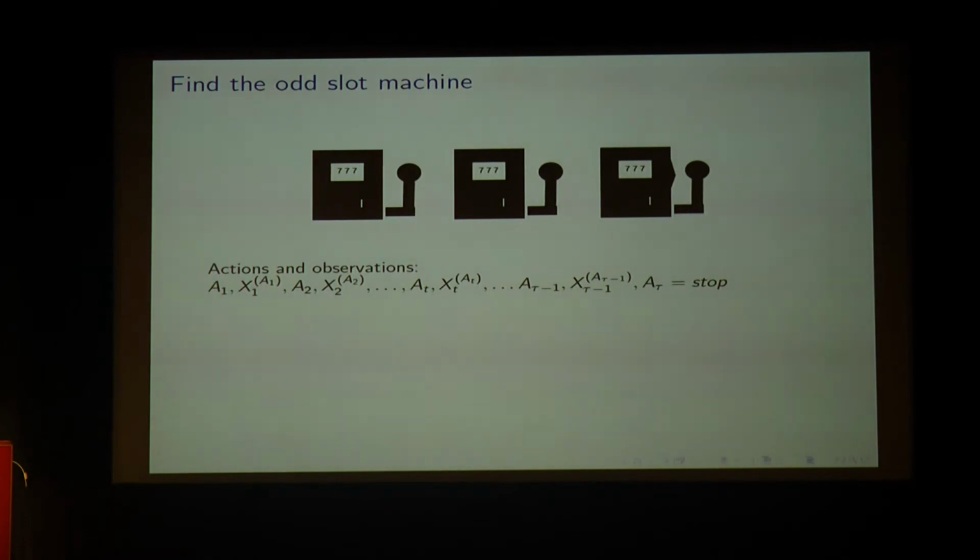You do this until you get to a point where you decide to stop. You've gotten enough confidence as to where the odd one is, and then you'll have to declare that something is the odd one. So these are the actions and the observations. And our informal goal is to identify the location of the odd arm, which is L, as quickly as possible. And we would like to do this correctly with high probability.